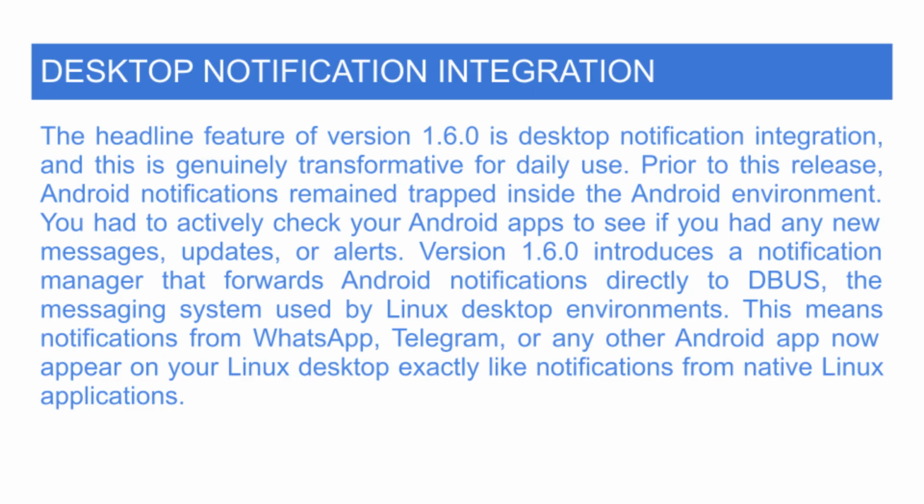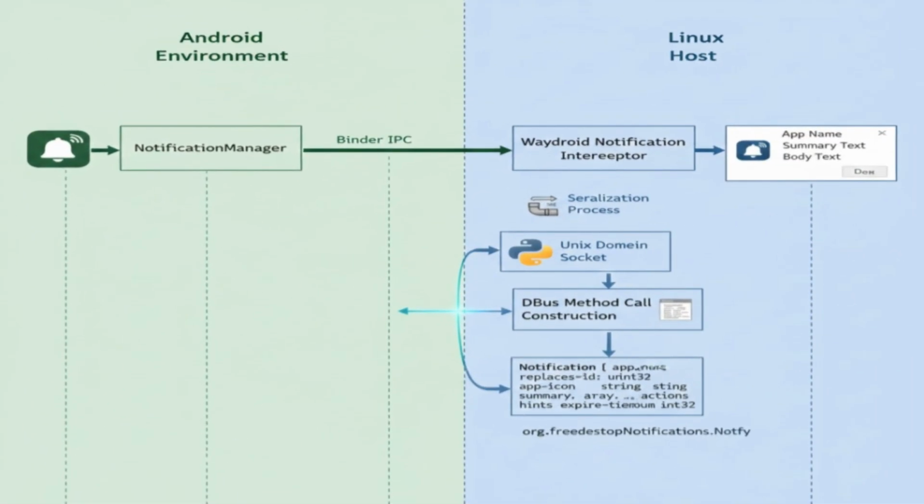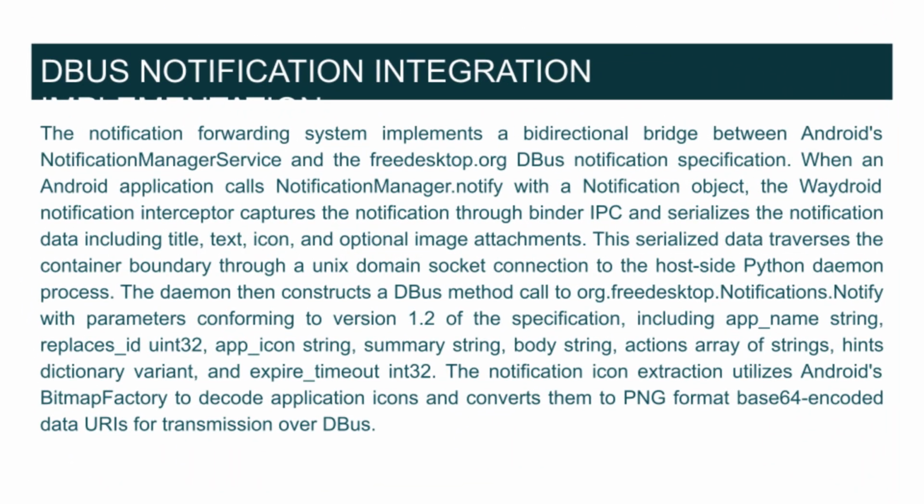Version 1.6.0 introduces a notification manager that forwards Android notifications directly to DBUS, which is the messaging system that Linux desktop environments use to communicate. What this means in practical terms is that when WhatsApp, Telegram, or any other Android app has something to tell you, that notification pops up on your Linux desktop just like it would from any native Linux application. You no longer need to keep the Waydroid window open or constantly check if you have missed anything. The notifications come to you exactly where you expect them.